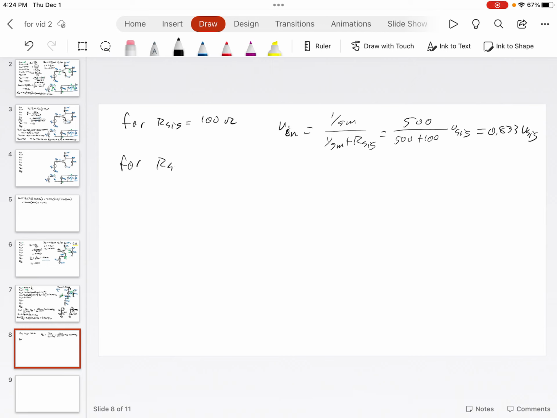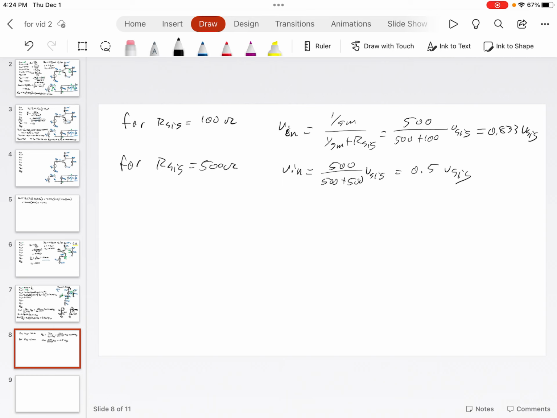If it was 500 for R sig, equal to 500 ohms, then Vn would be 500 over 500 plus 500, or 1/2. And as it gets bigger, it's going to just keep getting smaller. If it was 1,000, it'd be 0.33. So it's a problem if R sig is really big.